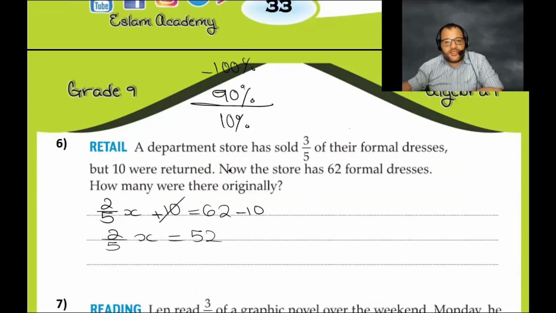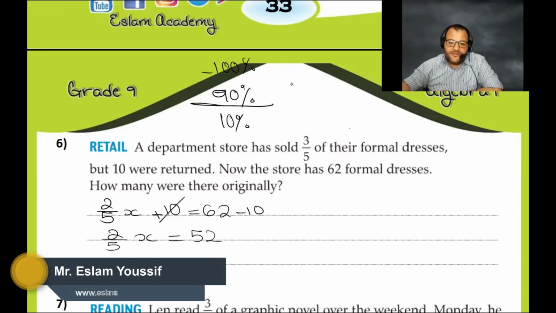No, he sold 3 or 5. So 2 over 5 equals... What I'm explaining, just one minute, one minute, because I will kill Walid now. Walid, Walid. Yes. You remember this question?